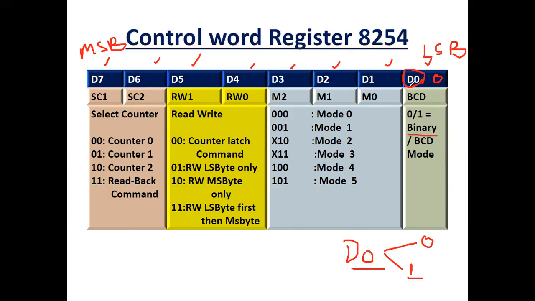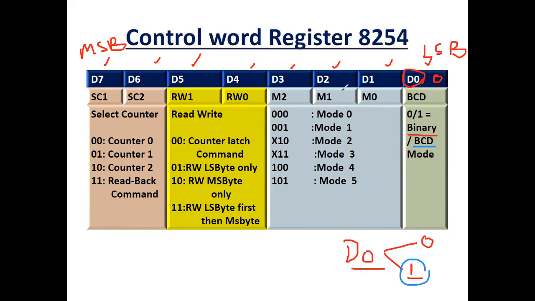And if this D0 bit is 1, then in which mode will it work? In BCD mode. So if D0 bit is 0, then this 8254 timer will work in binary mode. And if this D0 bit is 1, then this 8254 IC will work in BCD.